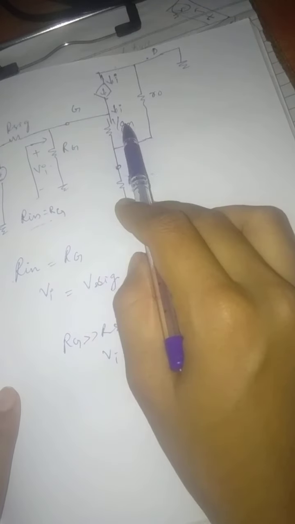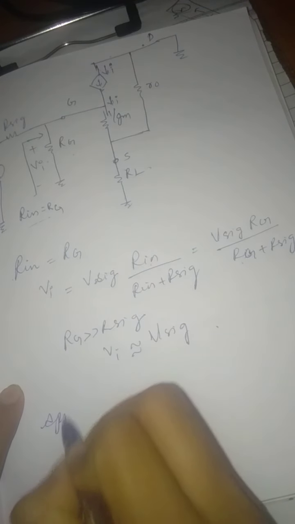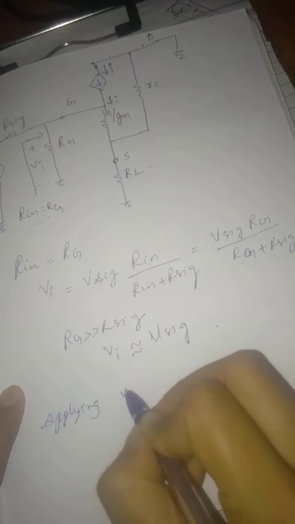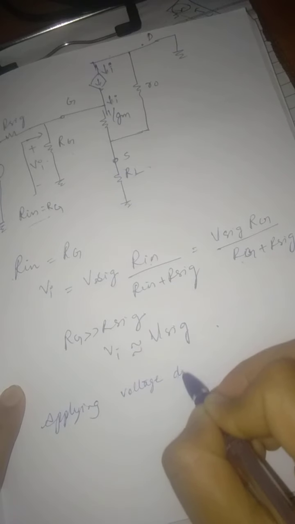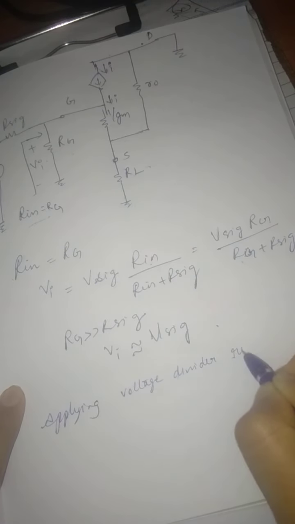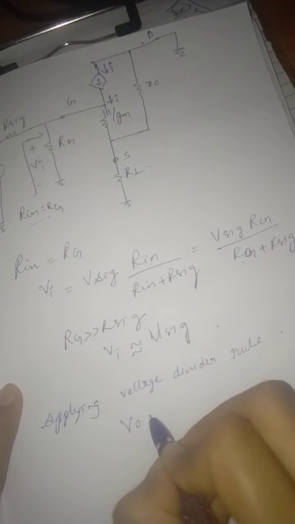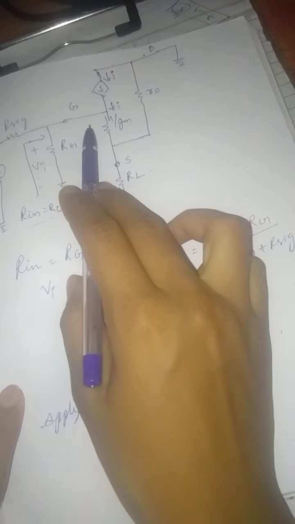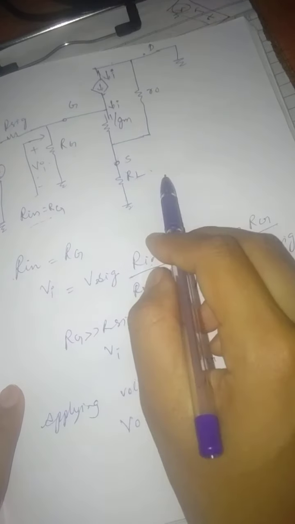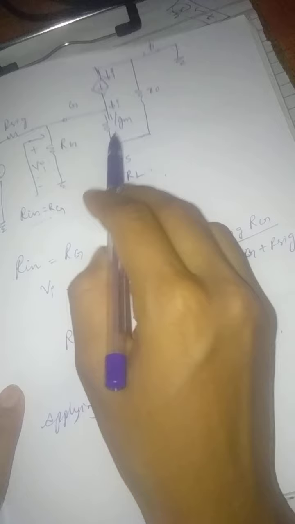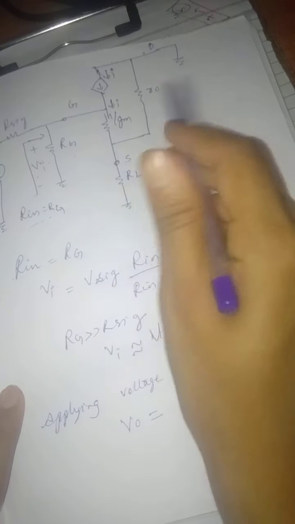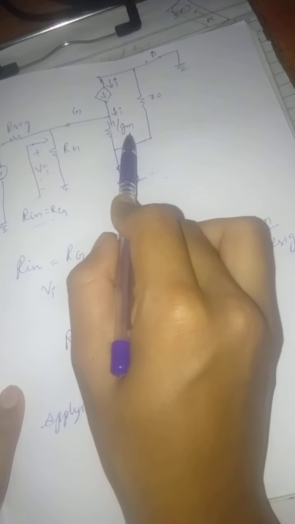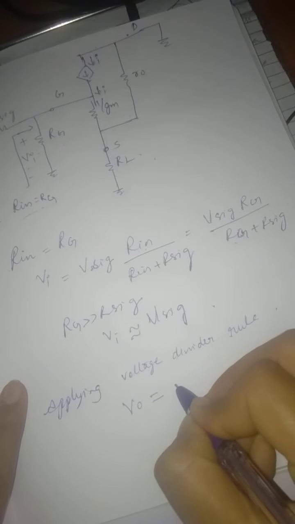That means the voltage that will be appearing at this part will be VI only. So I will be writing here, applying voltage divider rule, I will be getting V out equal to, the potential is VI that will be appearing. So VI into RL and R0 in parallel, in series with 1 by GM, right? RL and R0 are in parallel. These both together are in series with 1 by GM. Correct? So that is what I will be writing here now.